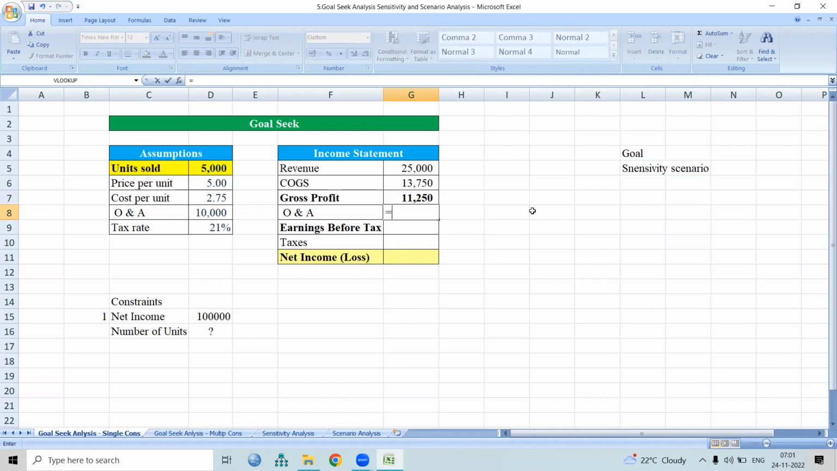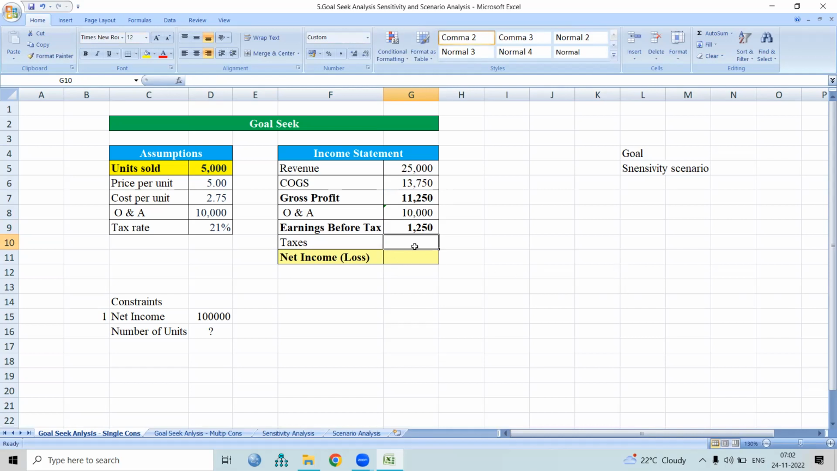Let's try to find out the office and administration expenses, which is basically the fixed expenses we have in the D8 reference cell. We'll put this as it is. Now, let's find out the EBT, that is earnings before tax. How do you find it? Gross profit minus the operating expenses. Let's presume that there's no financial cost. G7 minus G8, which is basically earnings before tax.